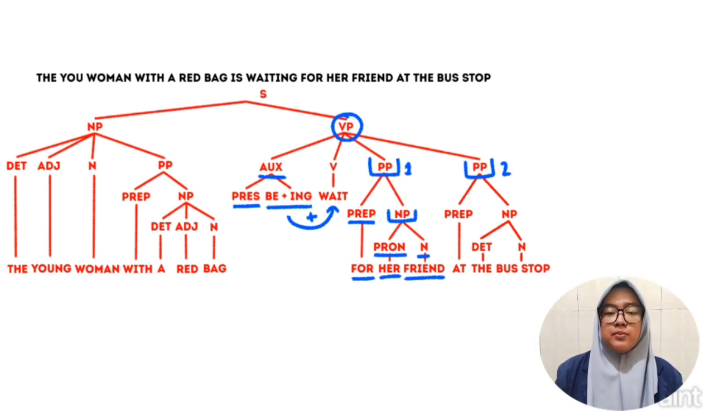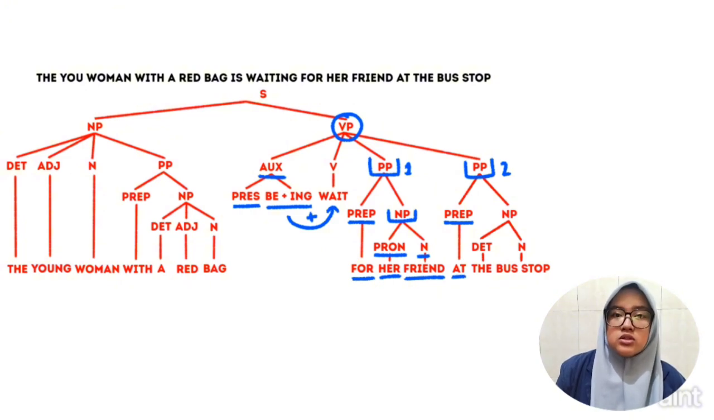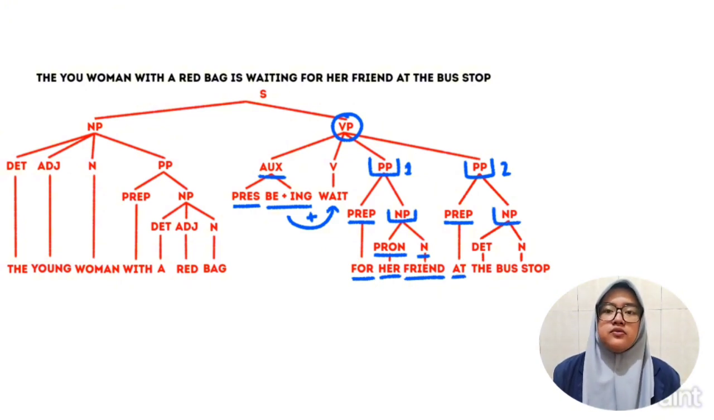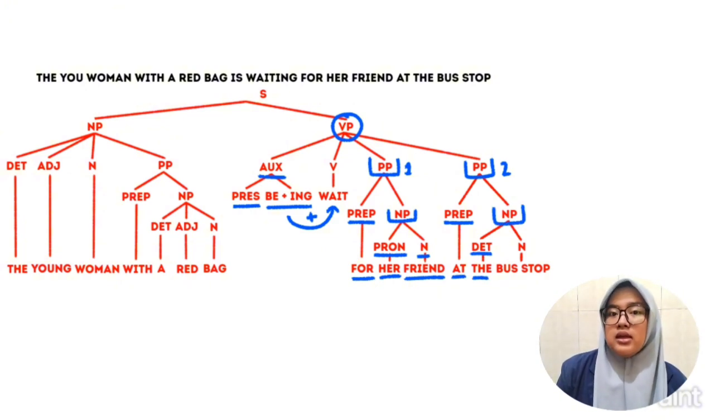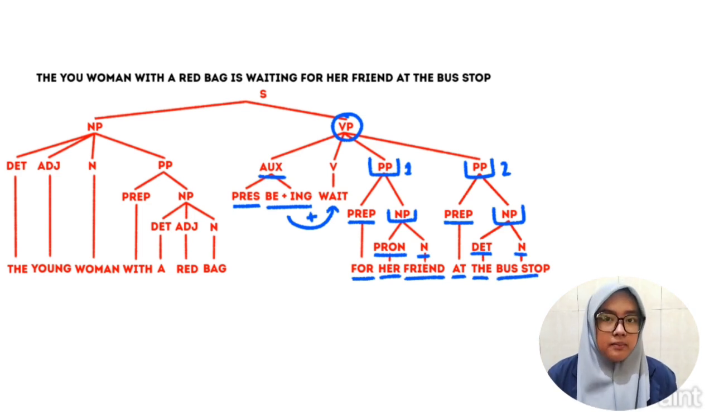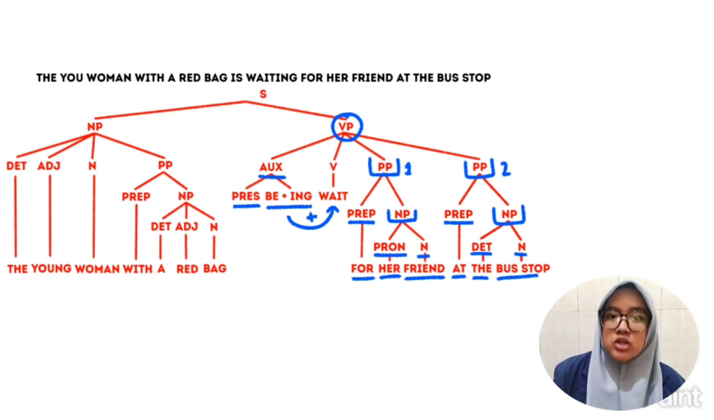And the second prepositional phrase is "at the bus stop." It begins with the preposition "at," followed by a noun phrase consisting of the determiner "the" and the noun "bus stop." This prepositional phrase functions as an adjunct, providing additional information about the location of the action itself.